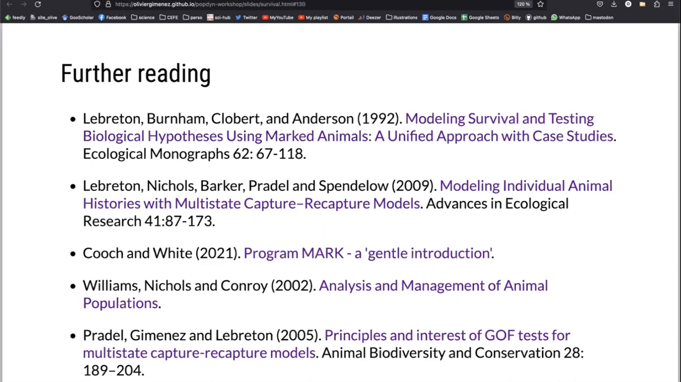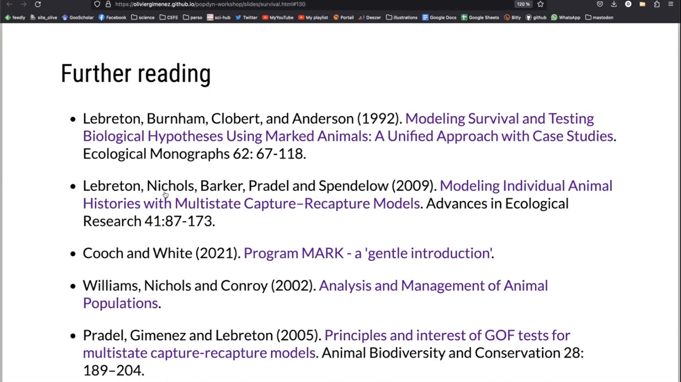A few references before we go on a break. This paper by Le Breton from 92, I discussed yesterday. It's a monography and it's a very, very nice paper. So I encourage you to read it. Okay, it takes some time, 60 pages, but it's very, very informative and you'll learn a lot from it.